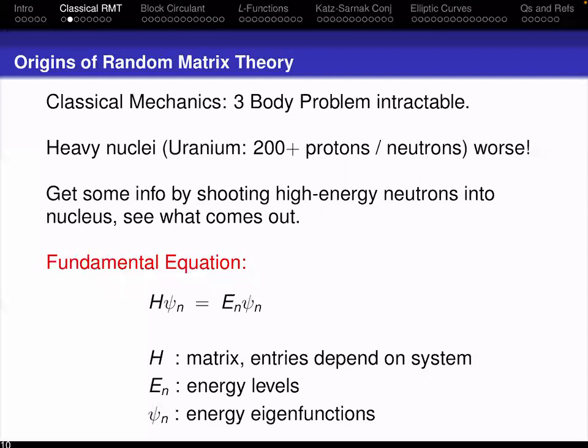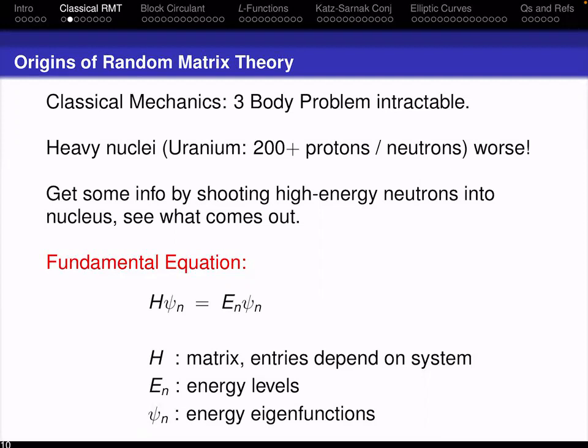This is subatomic physics. And it turns out in number theory, there is the equivalent option to do something like this. There are analogs of neutrons, there are analogs of shooting things into heavy nuclei. And we'll talk about that probably in the next lecture. So the general idea in quantum mechanics is you have this matrix H, the Hamiltonian, the Cn are the energy eigenfunctions, the En are the energy eigenvalues.